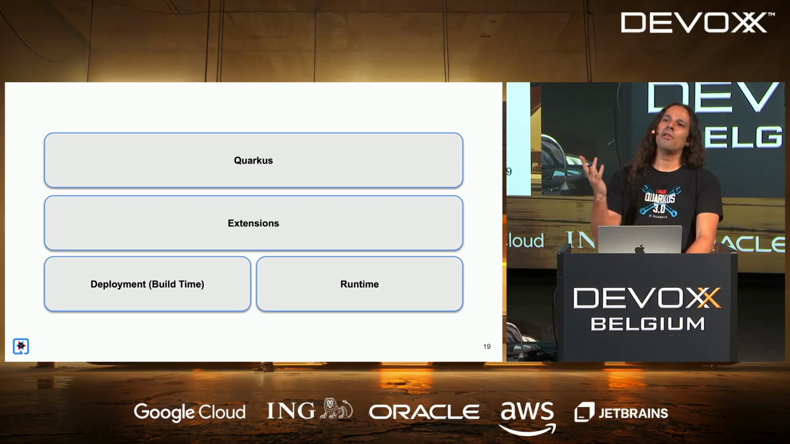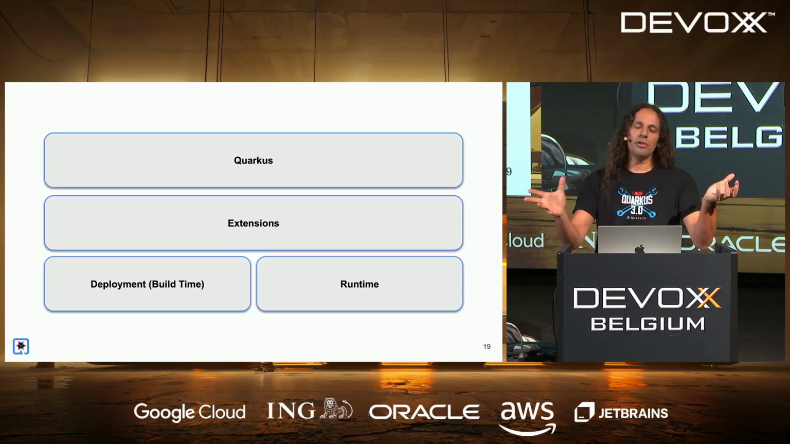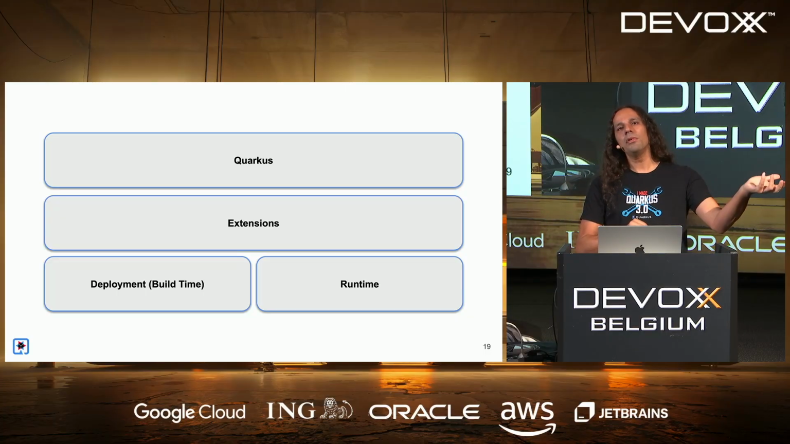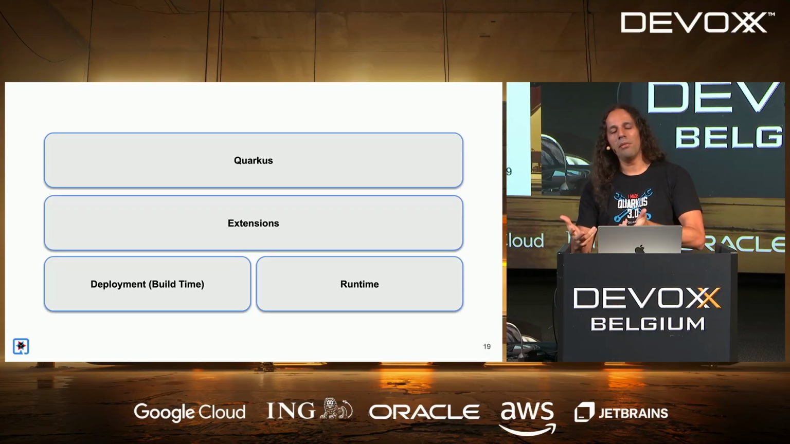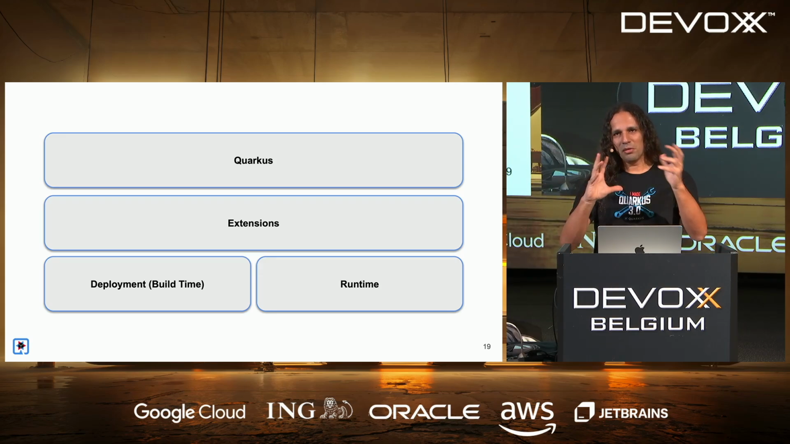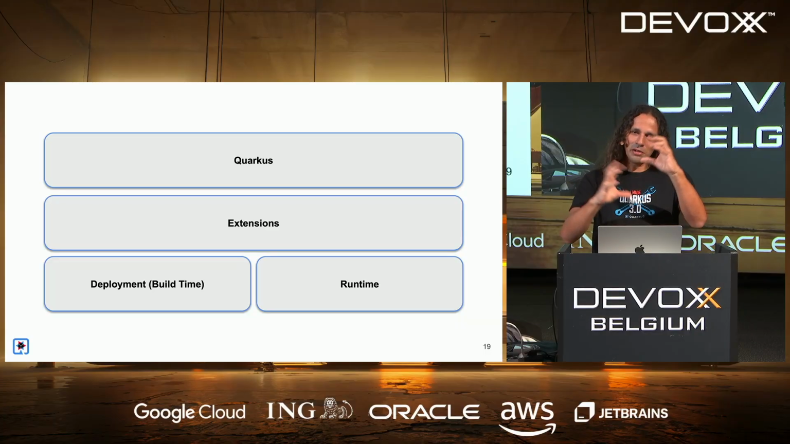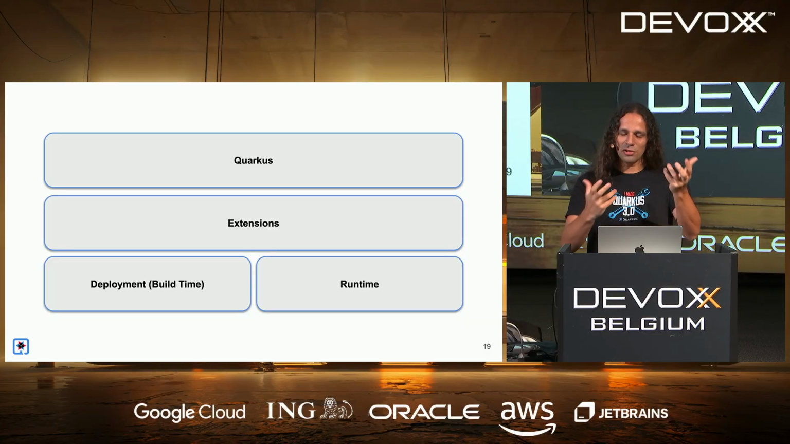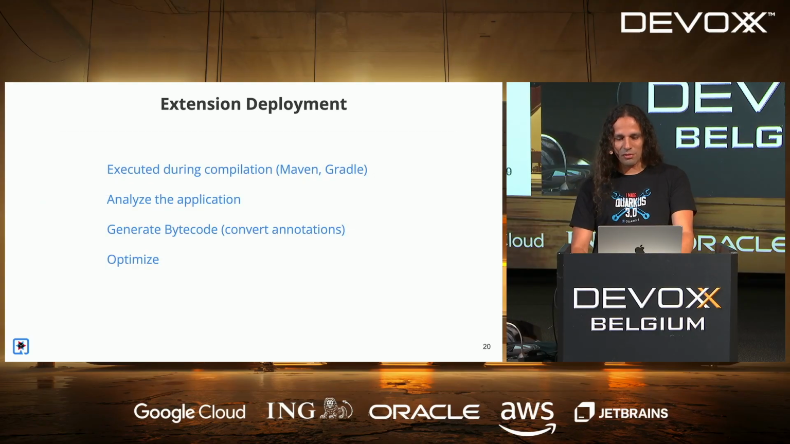Now, an extension is usually split into two modules, right? One is called deployment, and that's the pieces that are going to be executed during compilation time. And then there is what we call the runtime, the pieces that are going to be executed, of course, when you run the app. So here is a little bit of a difference, right? Now you have this different structure that you probably haven't seen before, unless you've built an extension, right?